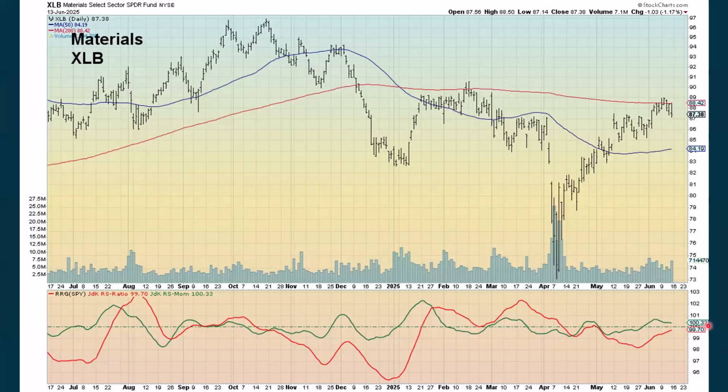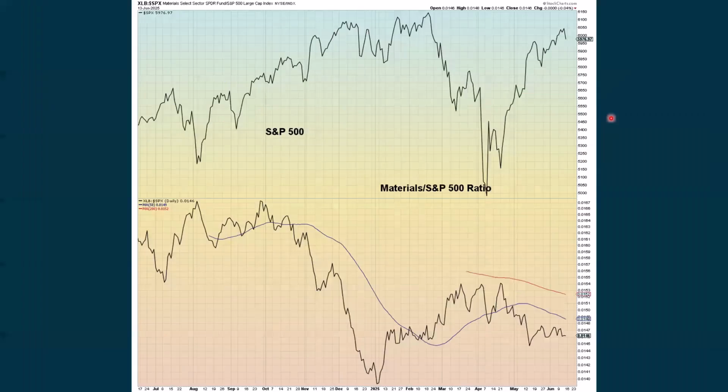We look at materials, which is more cyclical. They got taken down with everything else, but they're having a really difficult time getting back above their 200-day moving average, and they are still in a downtrend. And they're underperforming when we do a ratio between materials and the S&P.